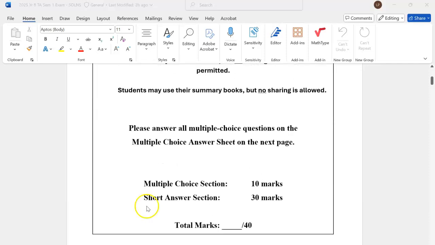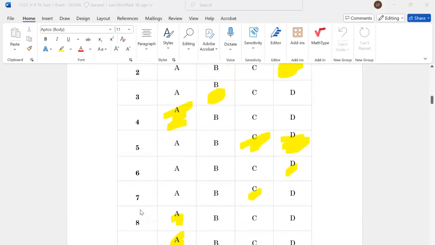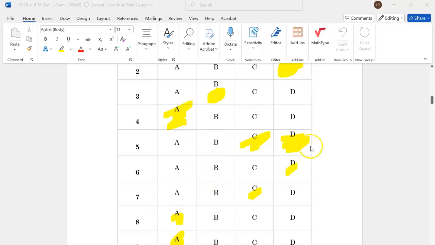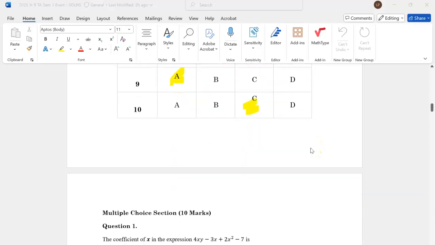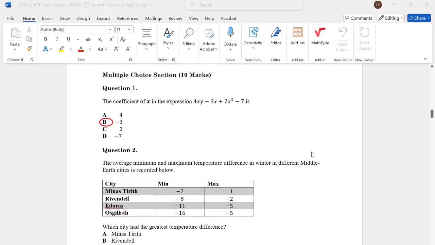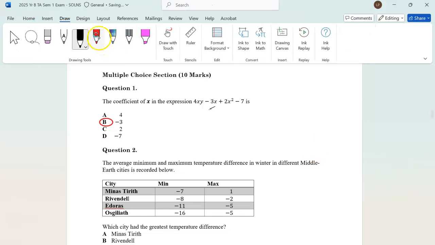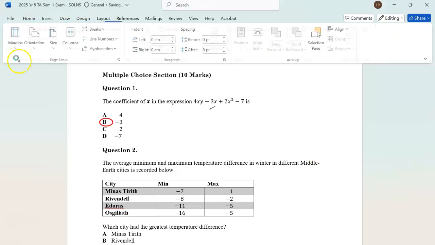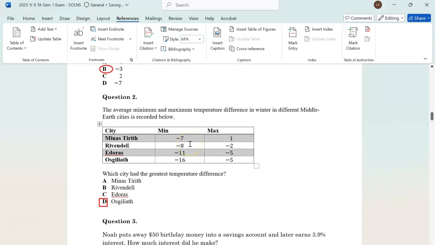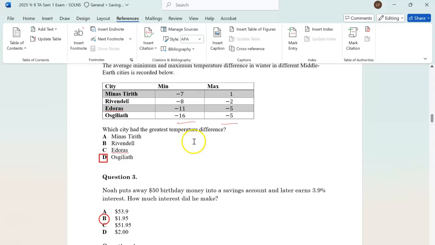Let's have a look at the tech-able then. You're able to use a calculator. Okay, you can see that for question 5, it could have been C or both C and D. All right, so the coefficient here, question 1, coefficient of x has got to be negative 3. Okay, let's get red here, thank you. And you can see that the largest difference is here.